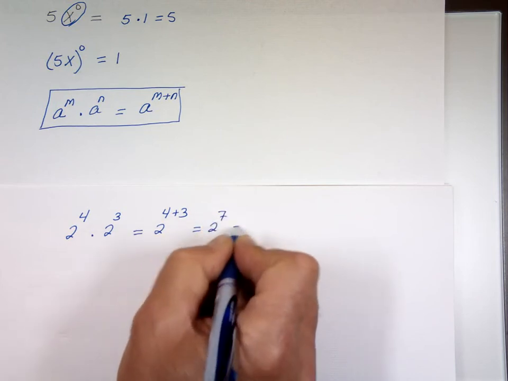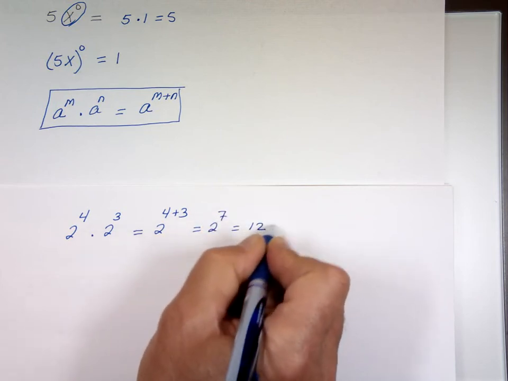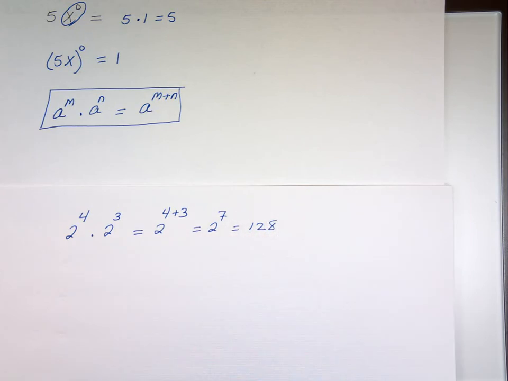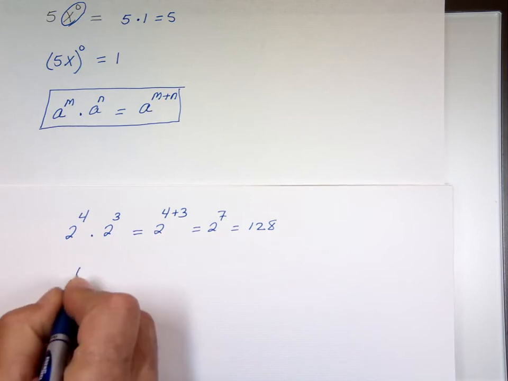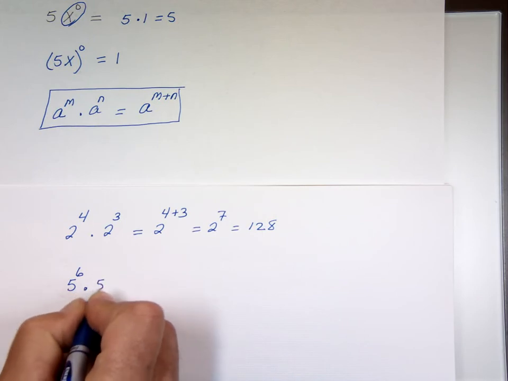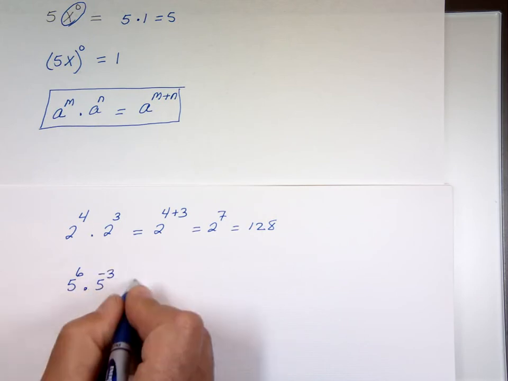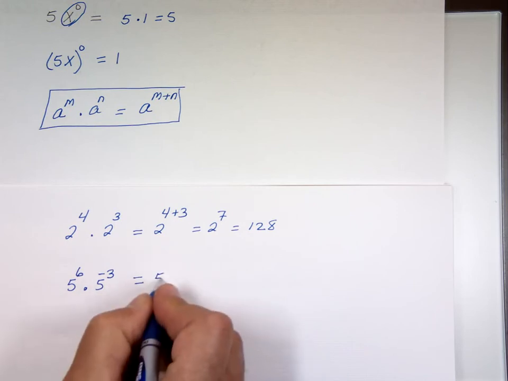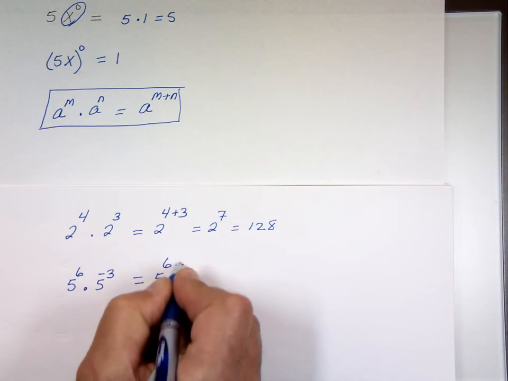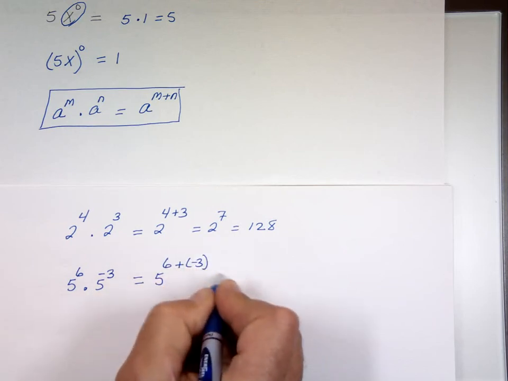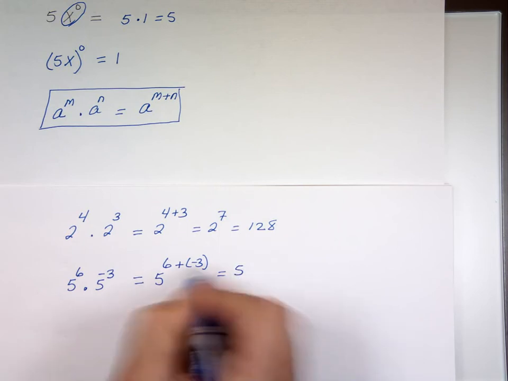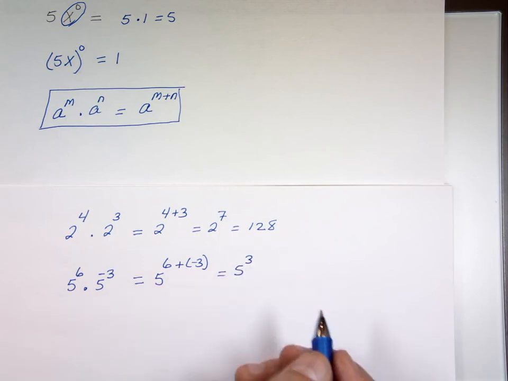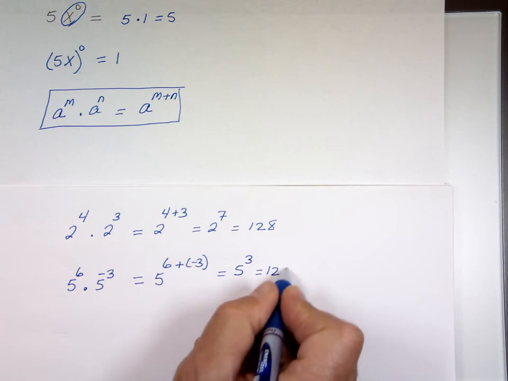I think that's 128. Check that on your calculator. I think it's 128. If I have 5 to the 6 times 5 to the negative 3, the base is the same. Keep the base and add the exponent. 6 plus a negative 3, which is what? 5 to the 3, which is 125.